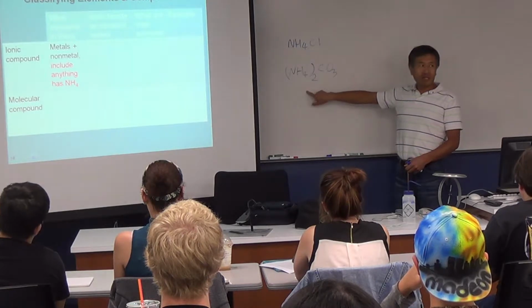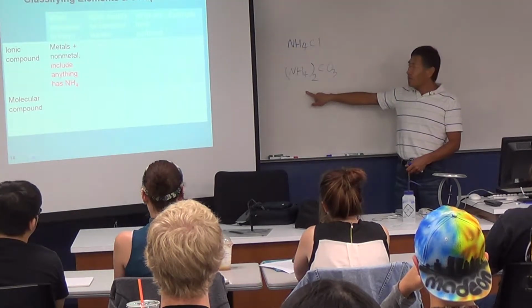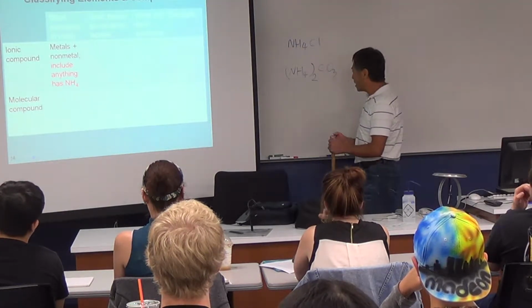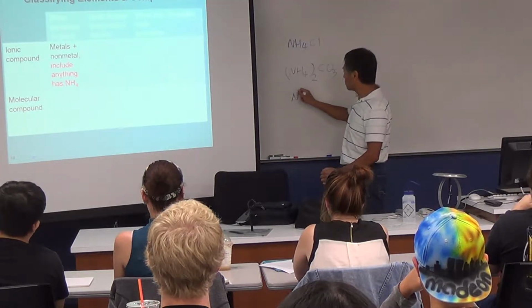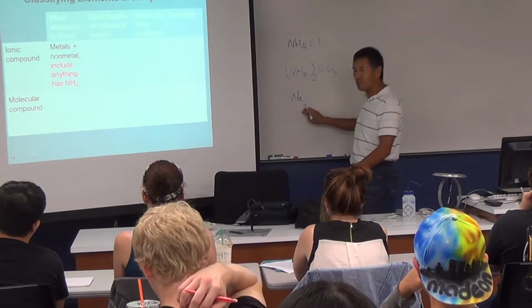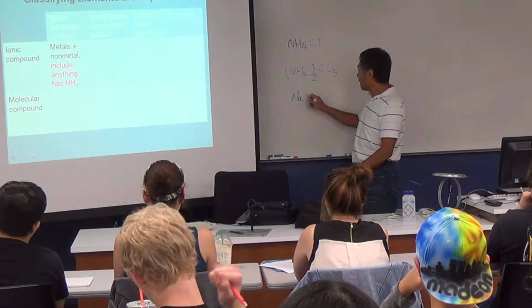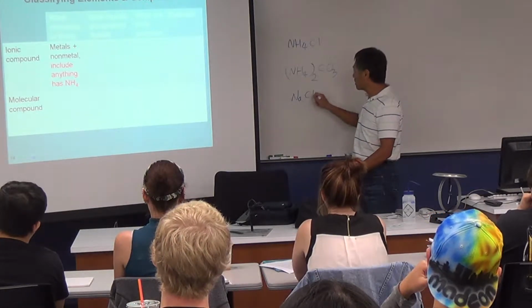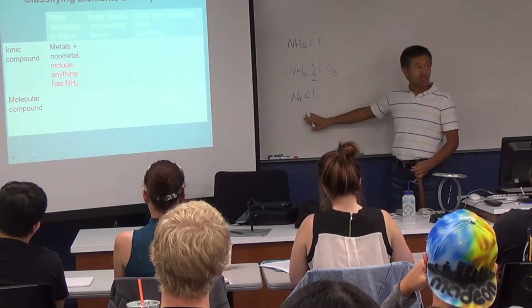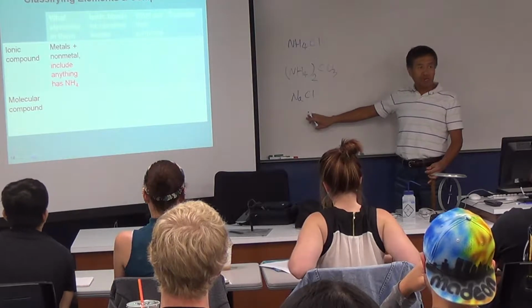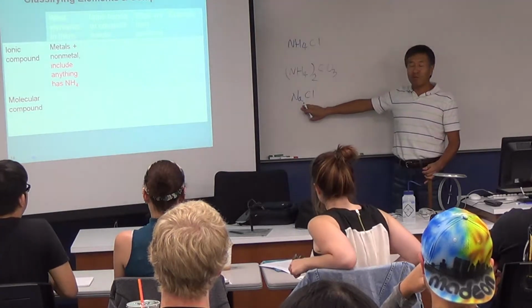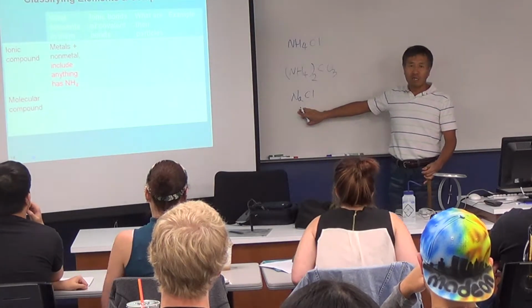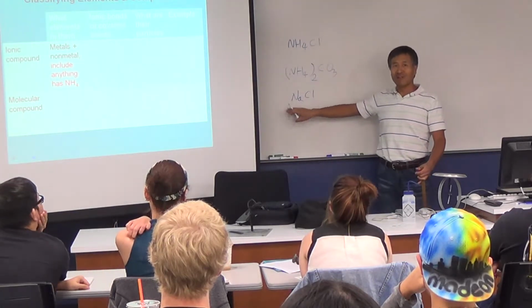Do we have metal in it? If we have metal in it, like one common example of metal, as you said, is sodium. If I have sodium and I have, let's say, Cl, that's the table salt. So this one, what kind of compound is this? Ionic, yes, looking for metal, so therefore ionic.